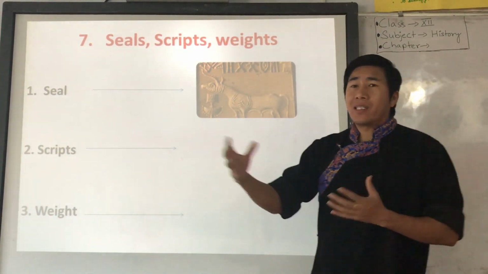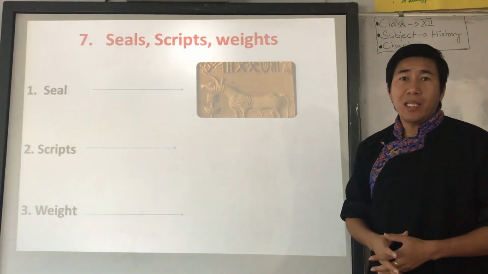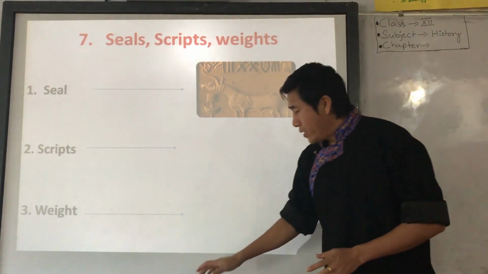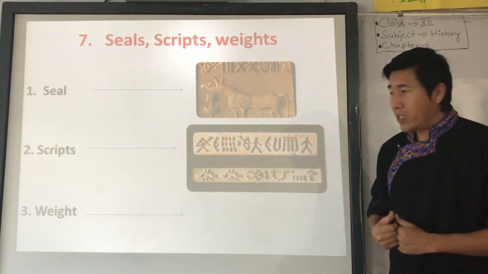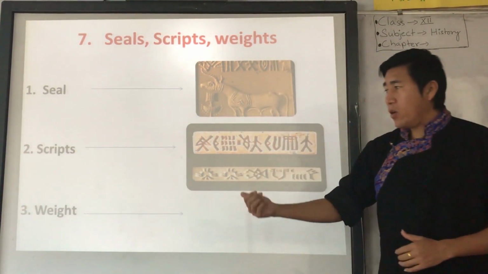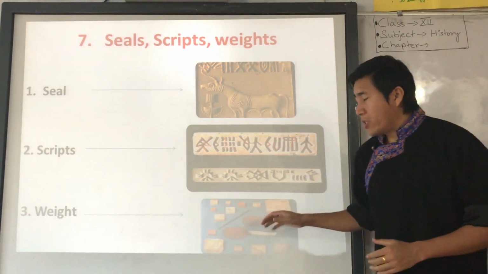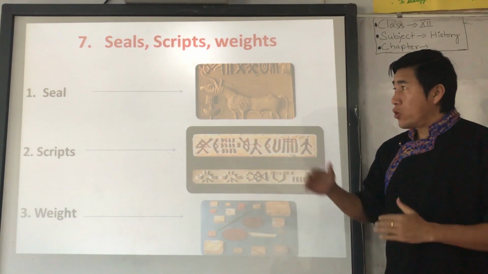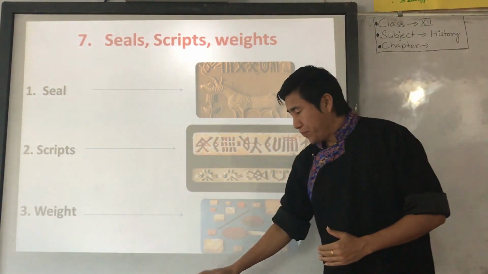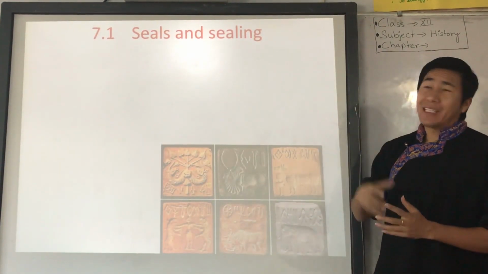Seal is used for long distance communication during the Indus Valley civilization. Then second is script. Script means writing of Indus Valley civilization. And third, we have weight. Weight is to measure or to scale the mass. Right? So we are going to discuss one by one. First, we have seals and sealing.